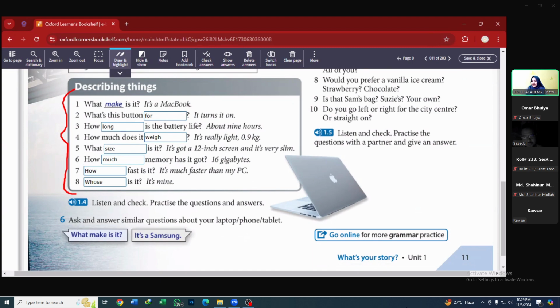We can move to Mr. Farooq. Mr. Sajidul, you can please ask these questions to Mr. Farooq. Hi, Mr. Farooq. Can you hear me? Yes, I can. Okay. Which gadget are you talking about? Is it laptop, phone, or something else? Laptop. Good.